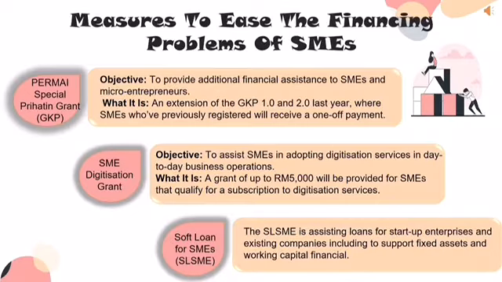Secondly, SME Digitization Grant. The objective is to assist SMEs in adopting digitization services in day-to-day business operations. And thirdly is Soft Loan for SMEs (SLSME). The SLSME assists with loans for startup enterprises and existing companies, including to support fixed asset and working capital financing. The financing amount given under this scheme depends on the type of finance provided. For example, project, fixed asset, working capital, or IT software.